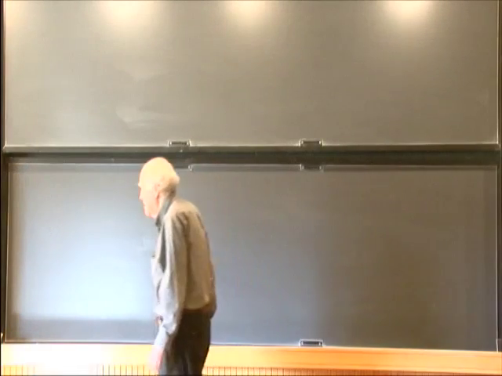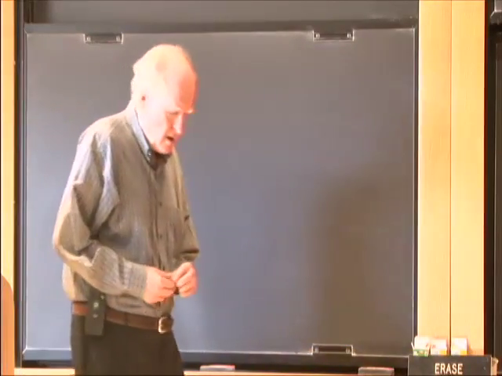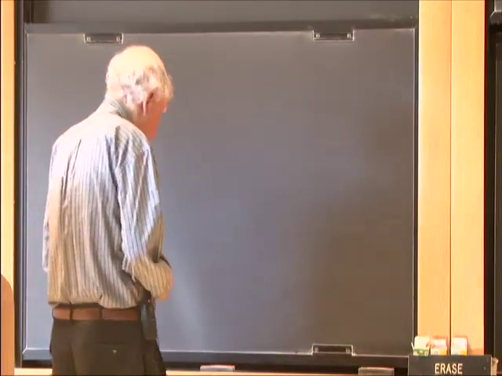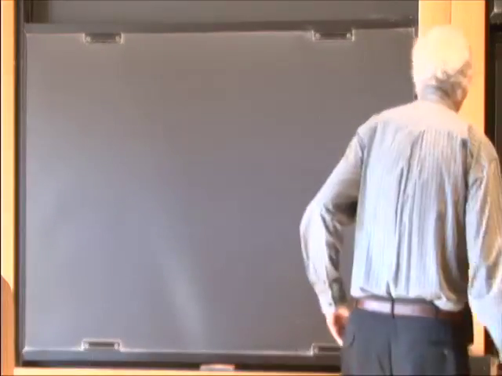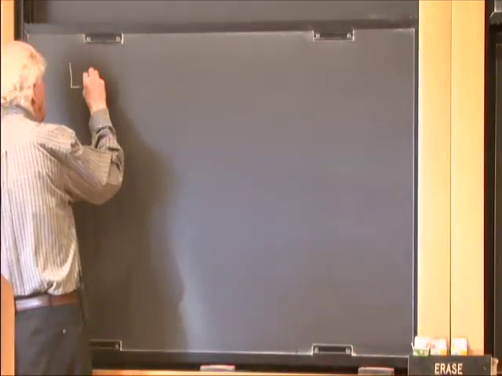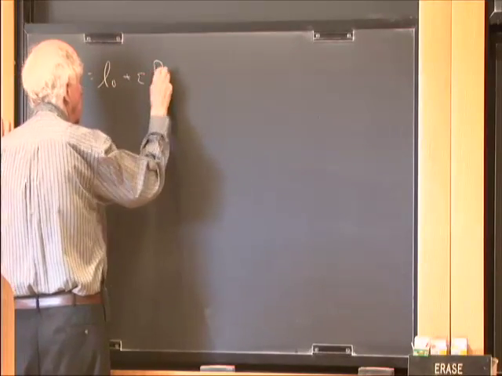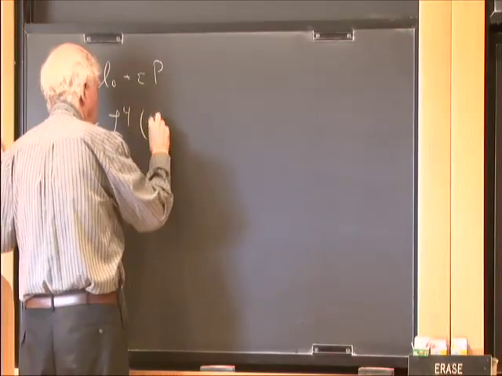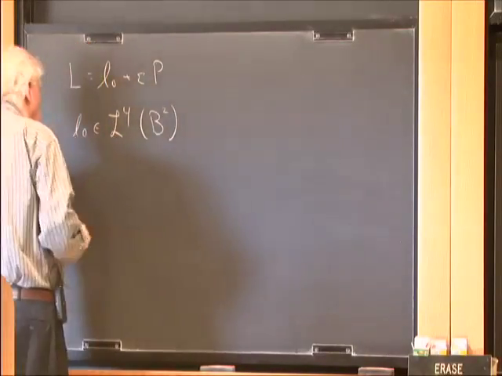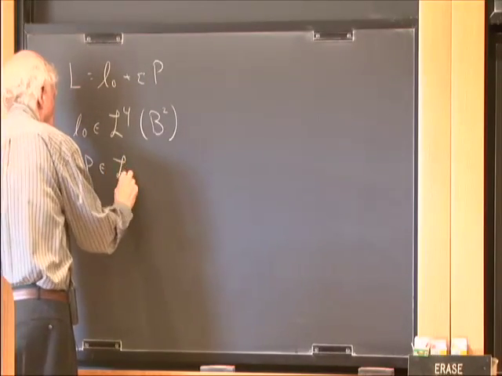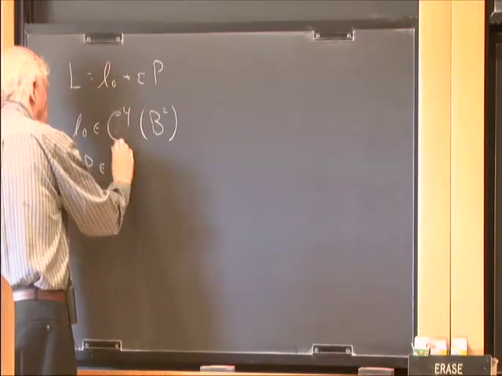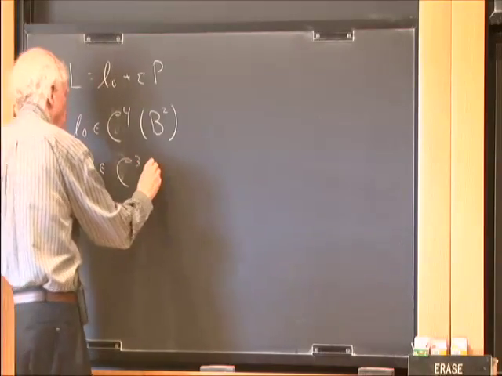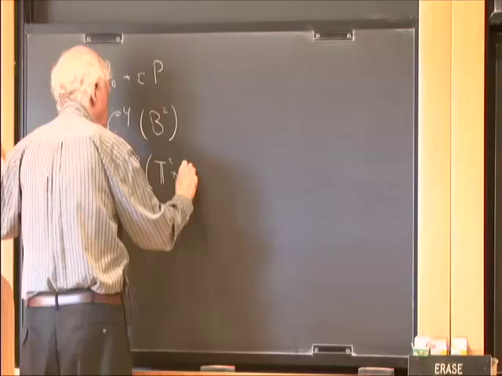So last time I was explaining what U was. So we had L equals L0 plus epsilon P. L0 is contained in L4 of V2, and P is contained in C4, C3 of T2 cross B2 cross T2.